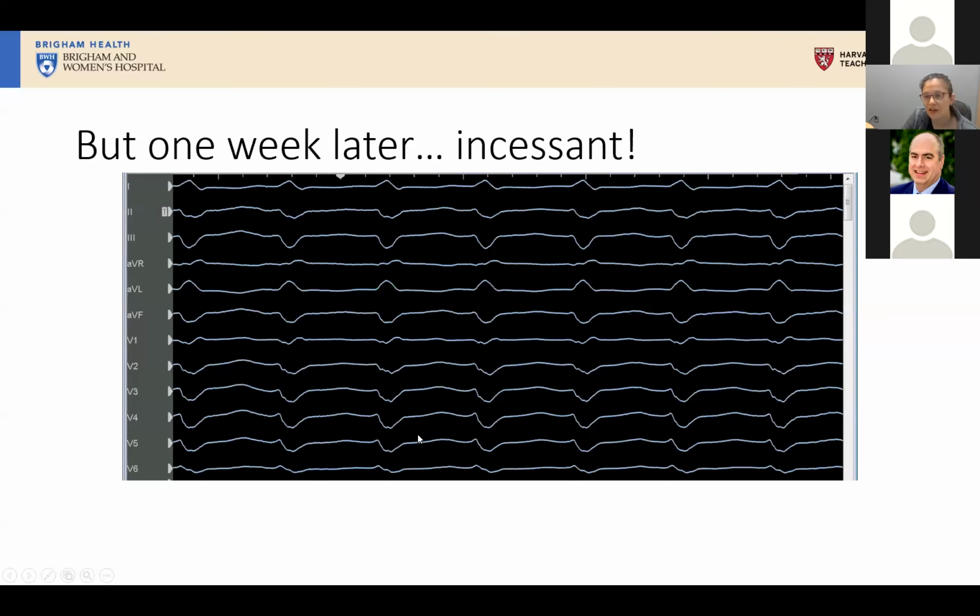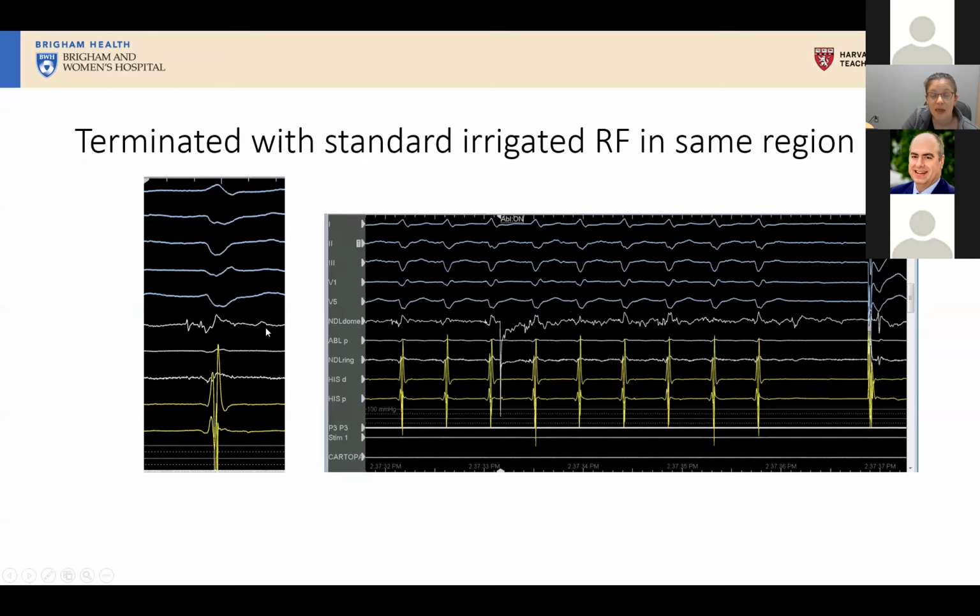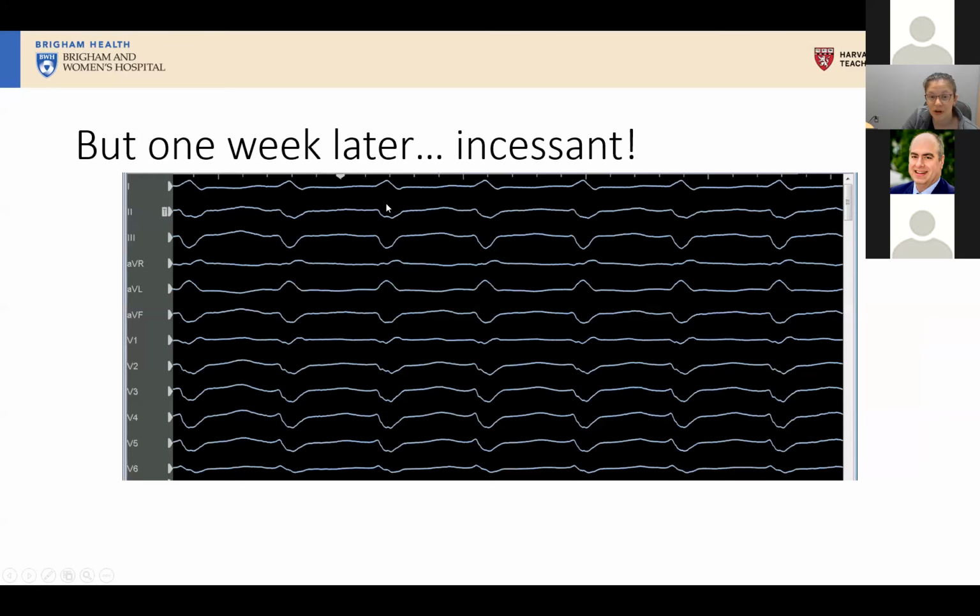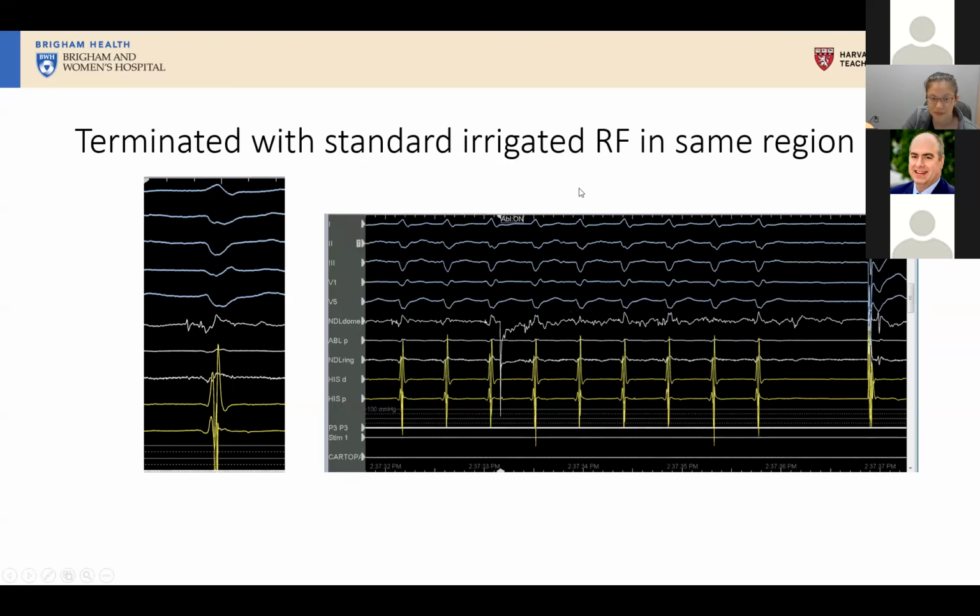But 1 week later, incessant VT again. Now what? What is going on? This VT looks very similar to the VT that we had initially. But this time when I went back into the map, I found a beautiful, super early site where I terminated VT very early. So what's going on? Did I miss it the whole time? Did something change? He's now 36 months after his ablation, off amiodarone, without recurrent VT after this one.